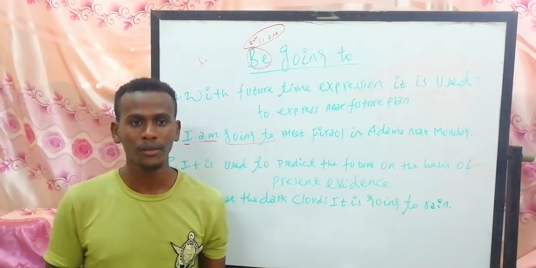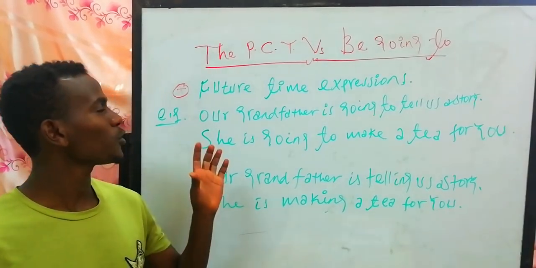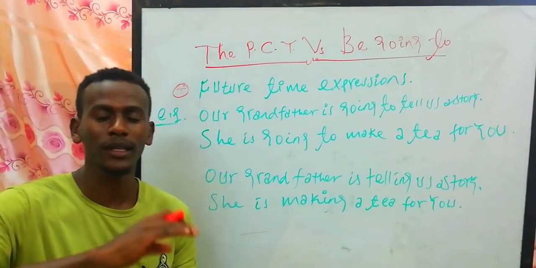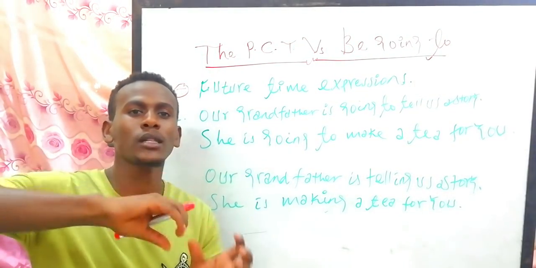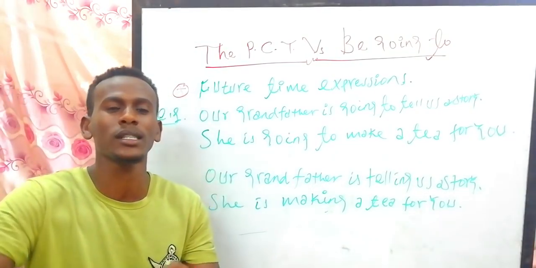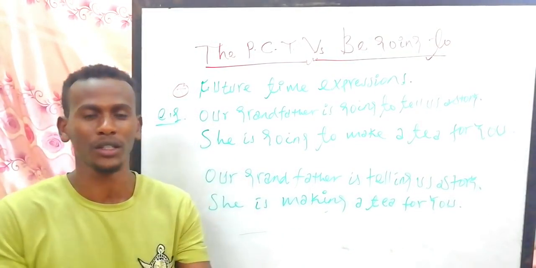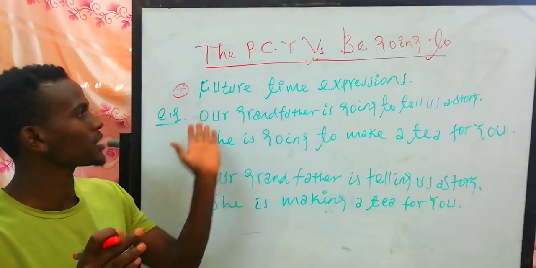The last point is, so for the last point, let us compare and contrast present continuous tense and be going to. So the difference between present continuous tense and be going to is a matter of future time expression. It is a matter of future time expression.